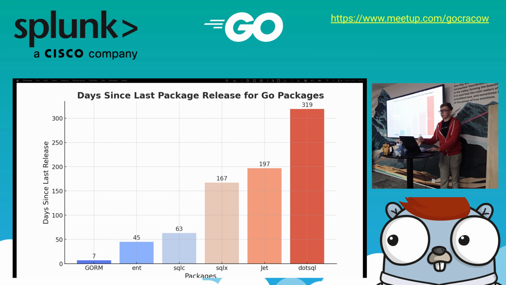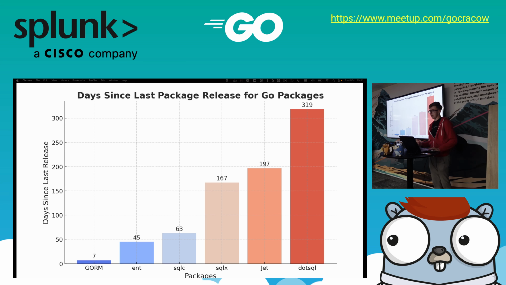Before we do that, we need to think about the maintenance. The first thing that I gathered is the date since the last update, last release for each of those packages. So the tendency will be similar to star count. GORM and sqlc are the latest. sqlx is kind of in the middle, together with Jet, that I also didn't mention because of the size of this presentation. And then .sql is the least updated.